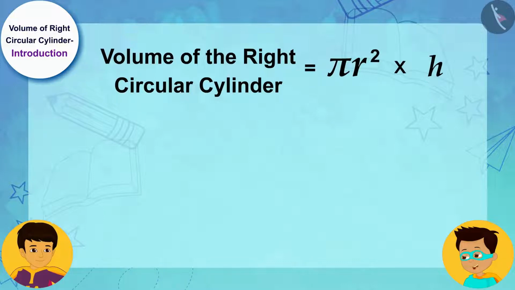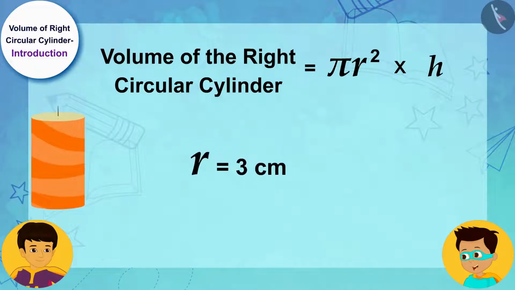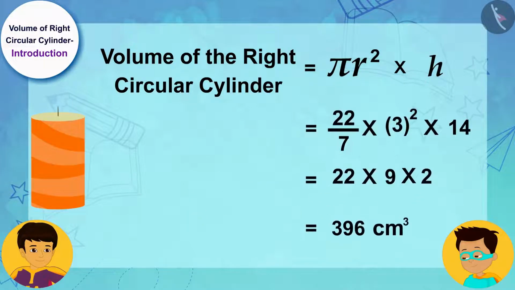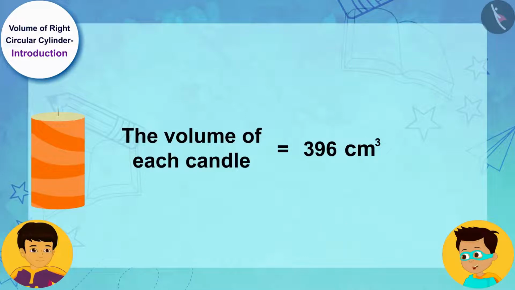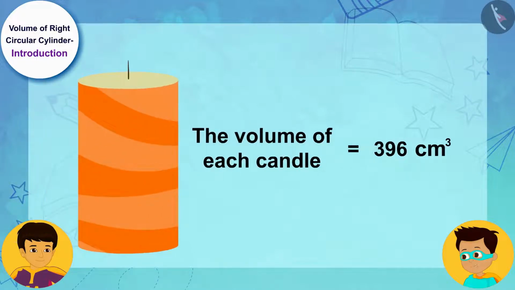Now, I will solve this by writing the radius of the base of the candle 3 centimeters in place of r and the height of the candle 14 centimeters in place of h. The volume of each candle is 396 cubic centimeters. This means I would need 396 cubic centimeters of wax to make each candle.